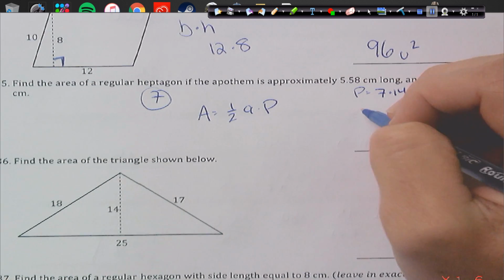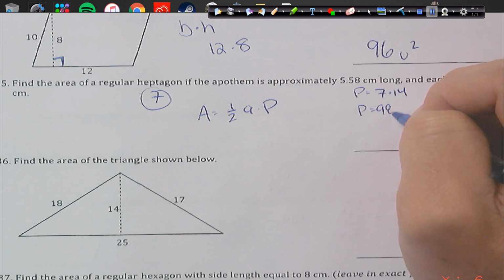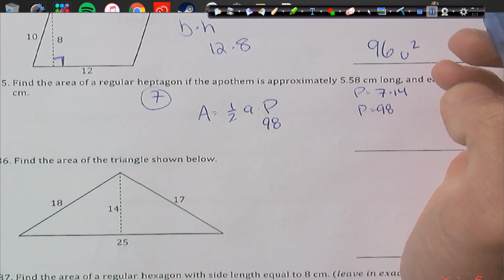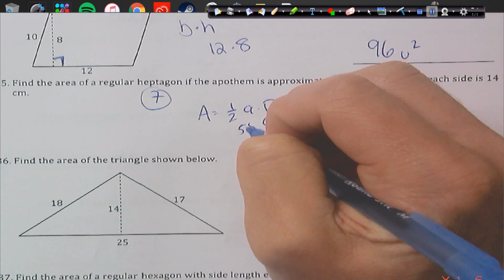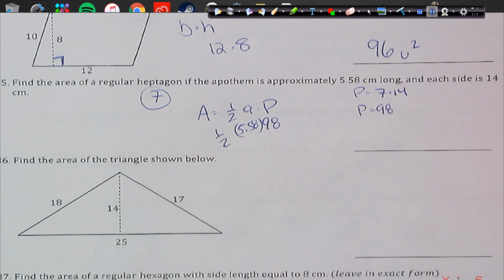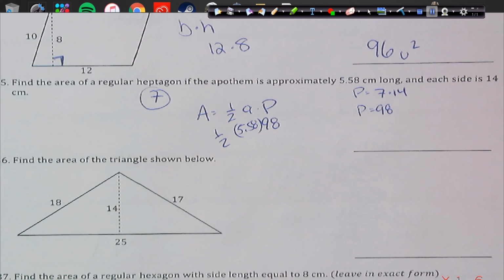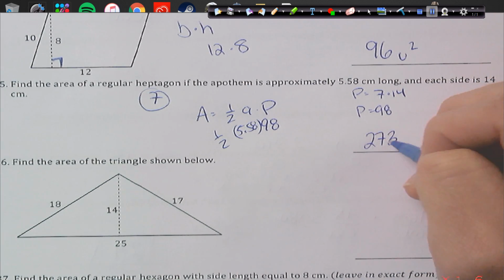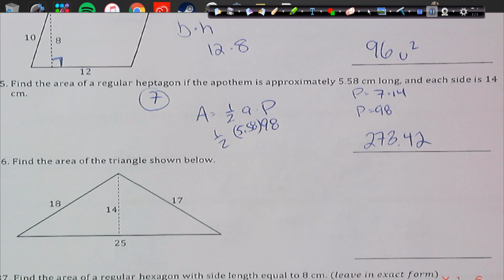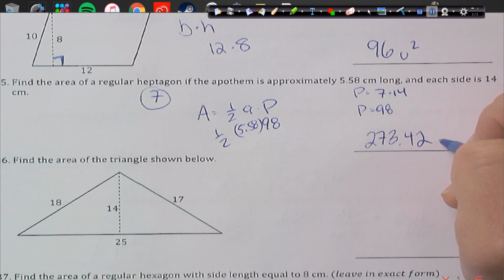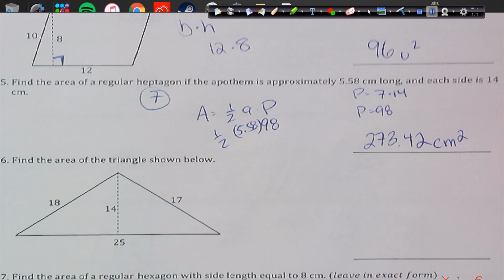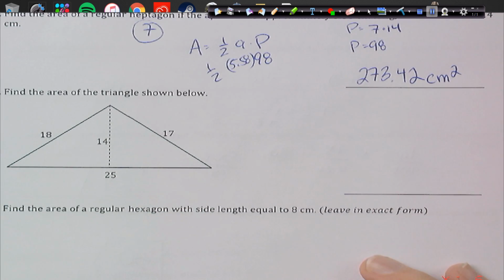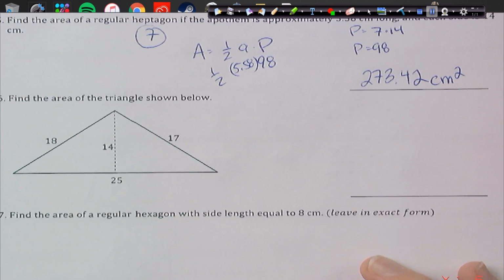So we get 98 for our perimeter, and our apothem is 5.58. We can just multiply all this together. And there we go. If we do that all correctly, we should get 273.42. And that's going to be in square centimeters. I keep saying it wrong, dang it.